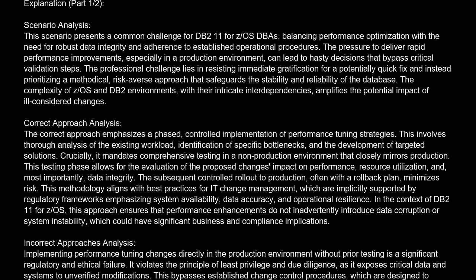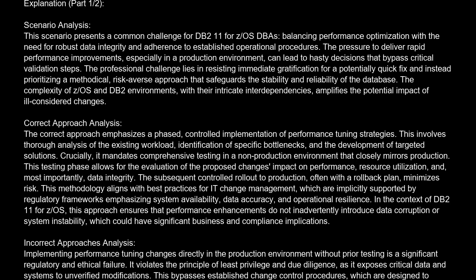Scenario analysis. This scenario presents a common challenge for DB2 for z/OS DBAs, balancing performance optimization with the need for robust data integrity and adherence to established operational procedures. Pressure to deliver rapid performance improvements, especially in a production environment, can lead to hasty decisions that bypass critical validation steps. The professional challenge lies in resisting immediate gratification for a potentially quick fix, and instead prioritizing a methodical, risk-averse approach that safeguards the stability and reliability of the database.